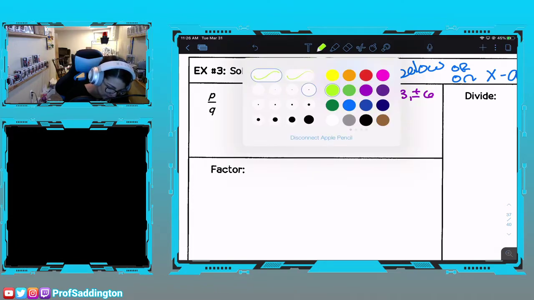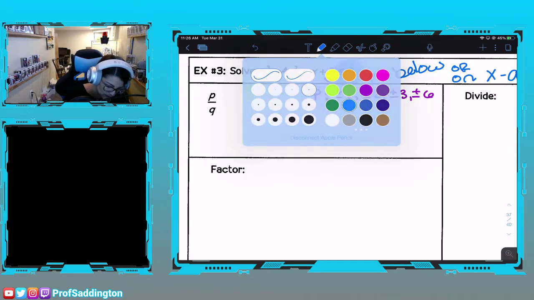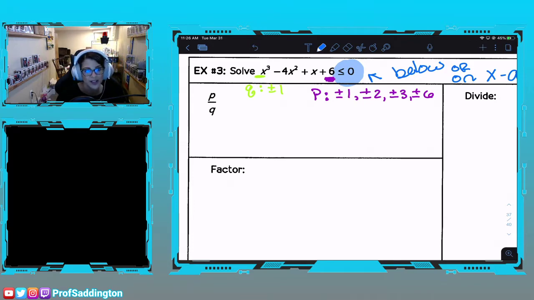And then for Q, it's the coefficient of the leading term, which in this case is just plus or minus 1. So that makes it kind of easy for us. So if I'm doing P over Q, I'm just dividing all of those by 1. Nothing too earth-shattering there. All my options for roots would be plus or minus 1. Technically 1 over 1, which is just 1. So it's just really going to be all of those p-values.